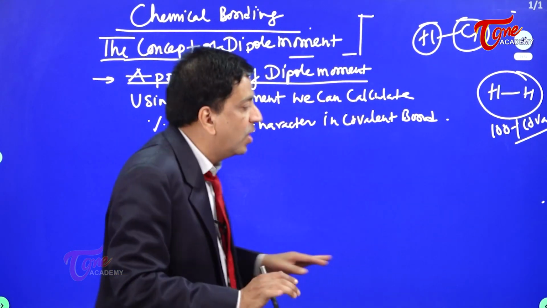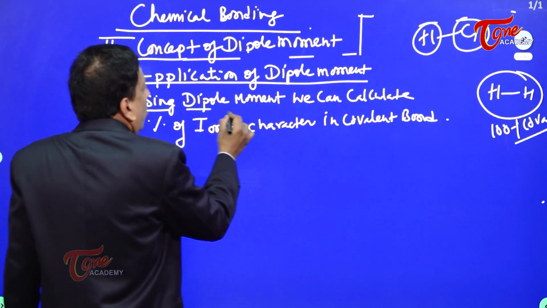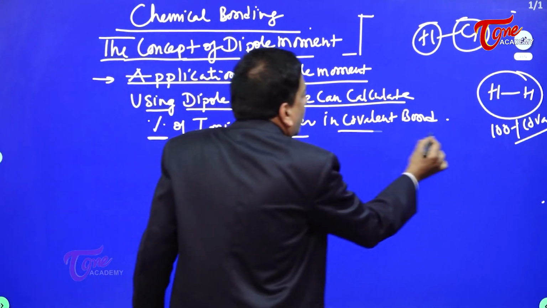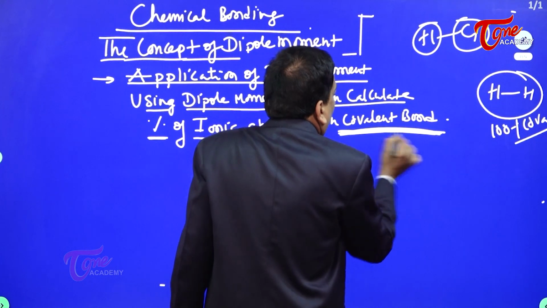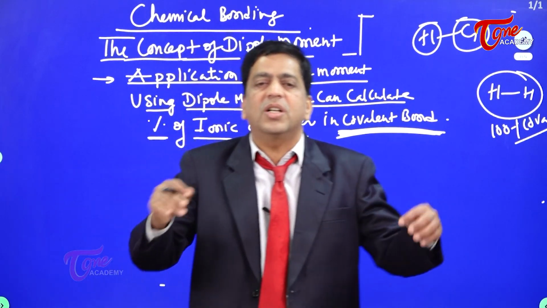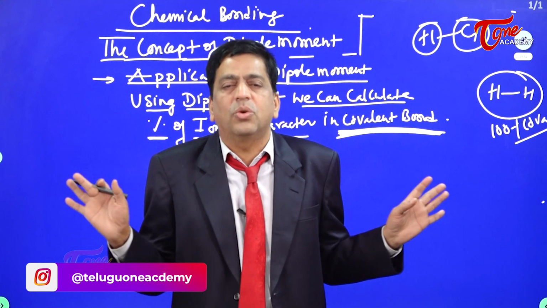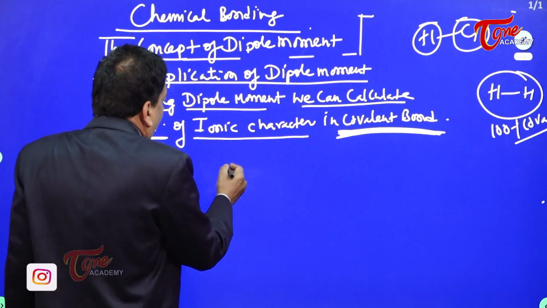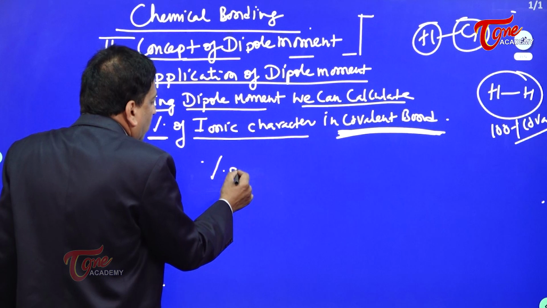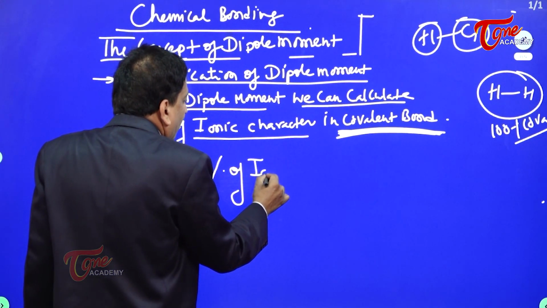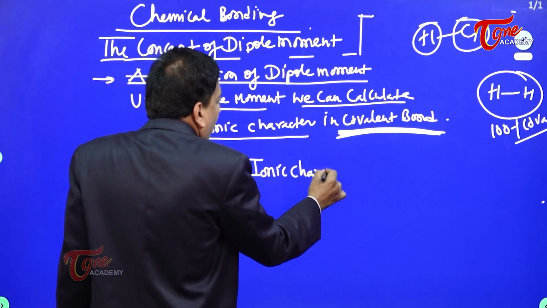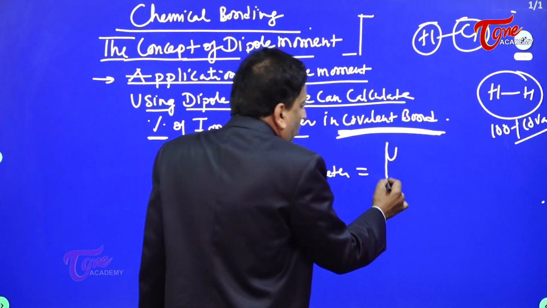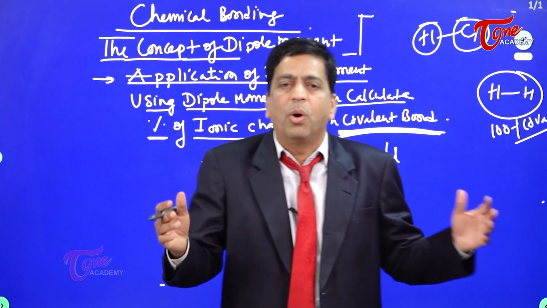So I am very consciously writing it. Watch. Using dipole moment, we can calculate the percentage of ionic character in covalent bonds. So we are sticking to covalent bond. And how to find out the percentage of ionic character is basically this. Look here. Percentage of ionic character is given as mu, where mu is nothing but the dipole moment.